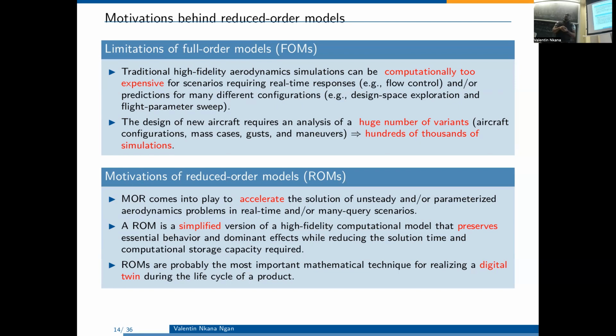Let's say even money. So here now come into play reduced order models. A reduced order model is a kind of simplified version of the high fidelity problem, and it's able to accelerate the solution of a given unsteady problem. And today, ROM is the most important mathematical technique in the development of digital twin. So today, I don't think that you can circumvent reduced order models anymore.